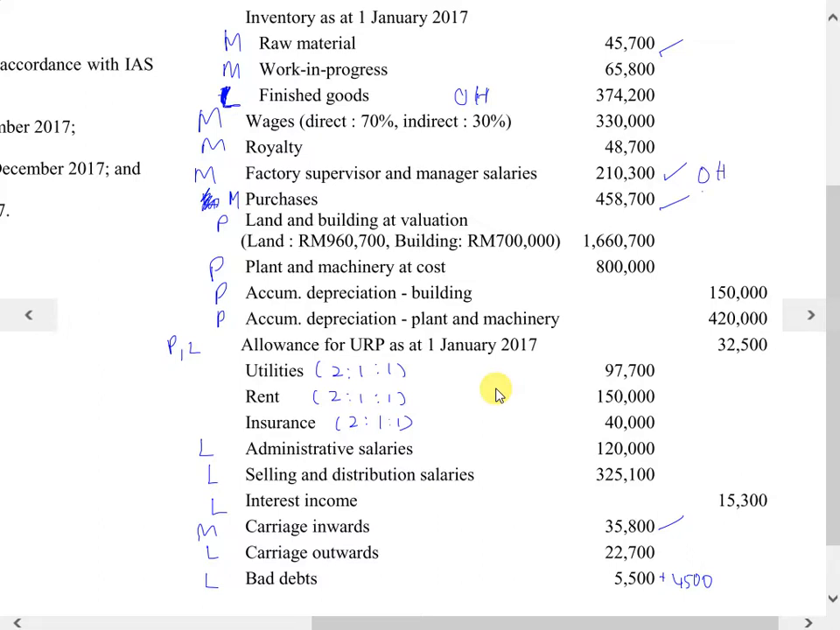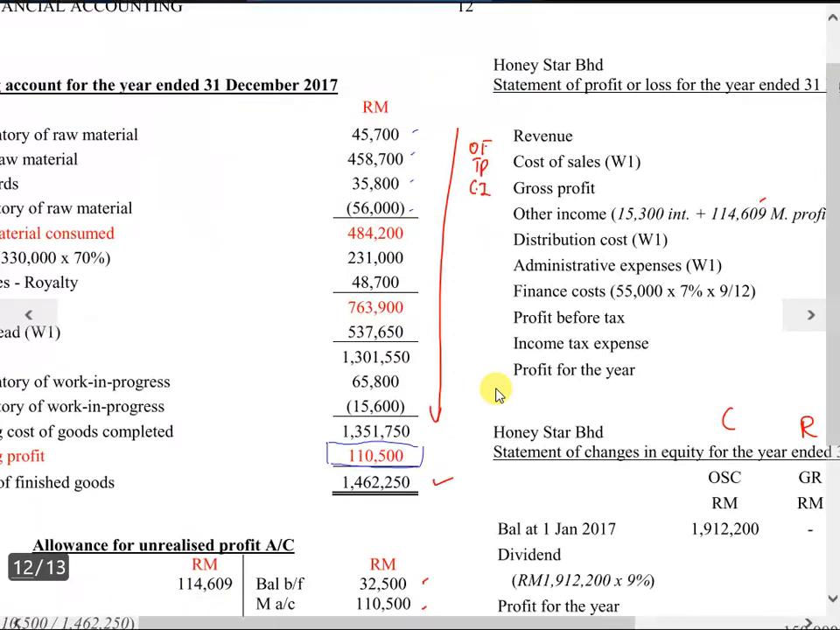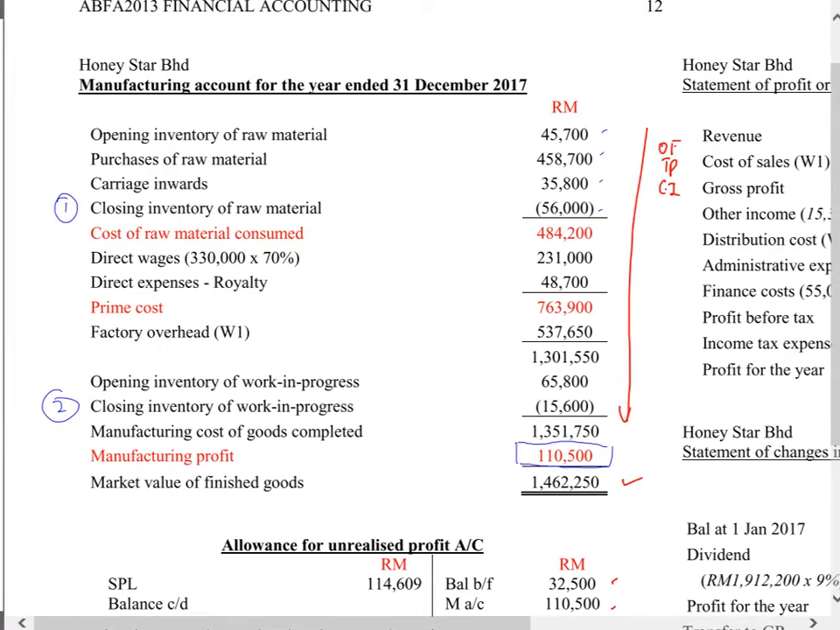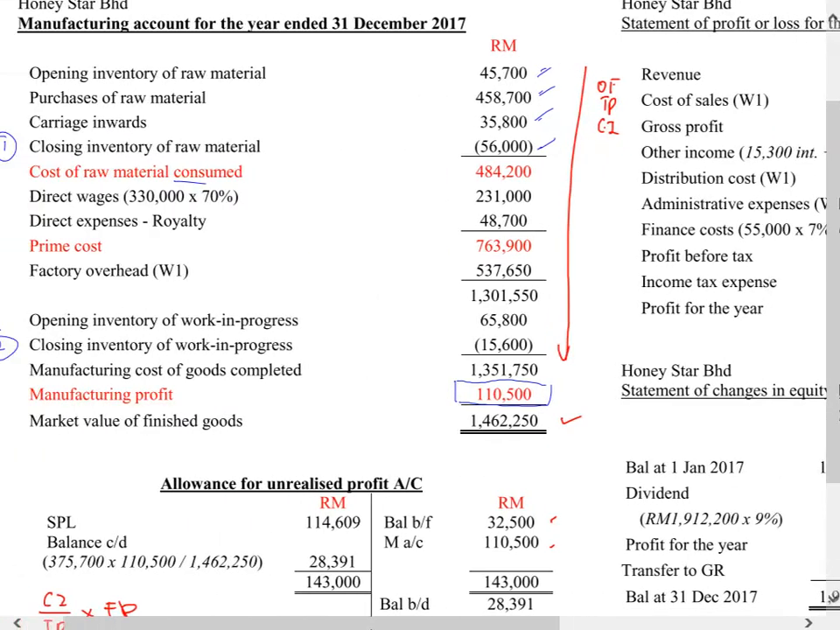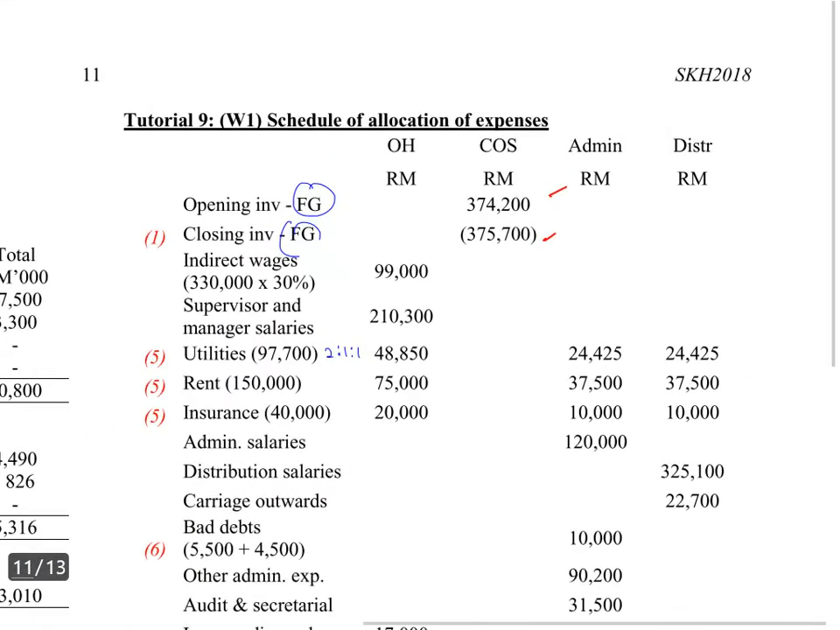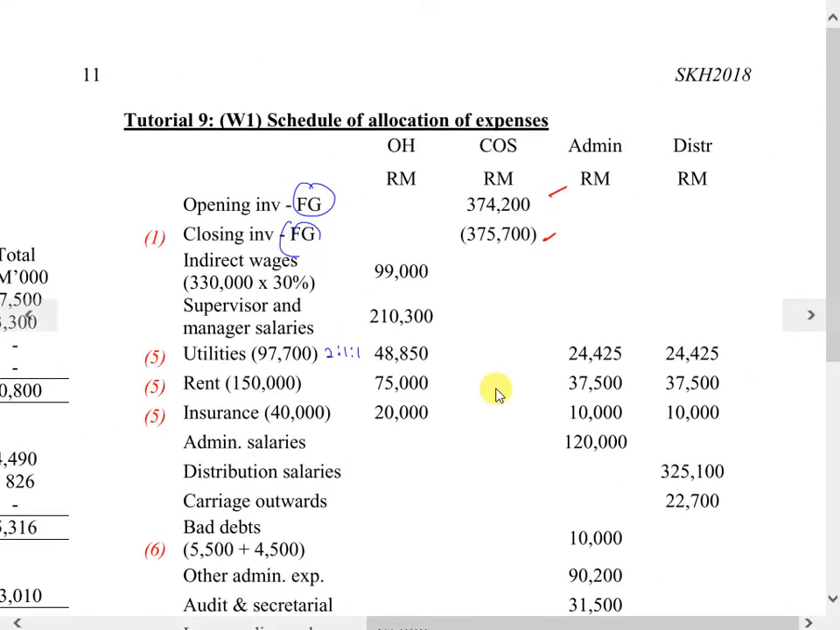Now, because this is for external, do we show individual expenses? No. You look at the part of the answer. We already done all the way to here. Opening plus purchase, carriage inwards, no import duty, less closing, cost of raw mat consumed. Direct, show 70% come here. Where's the other 30%? Overhead. But overhead, we have a working. You can see here our working will be overhead, cost of sales, admin, and distribution. This is our working. So 330, 70% go direct, 30% go to overhead.